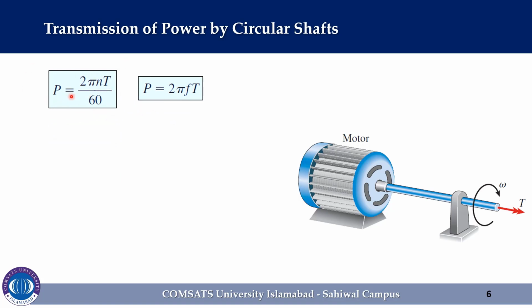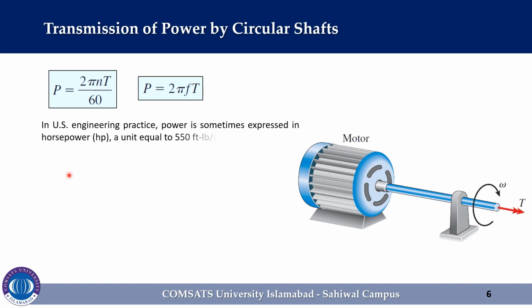However, in these equations, the quantities P and T have units of watts if T has units of Newton meter. So we can say that power has units of watts if torque is measured in Newton meters, and P has units of foot pounds per second if torque has units of pound feet. In US engineering practice, power is sometimes expressed in horsepower, a unit equal to 550 pound-feet per second. Therefore, the horsepower being transmitted by a rotating shaft is H is equal to 2 pi n T over 60 times 550.